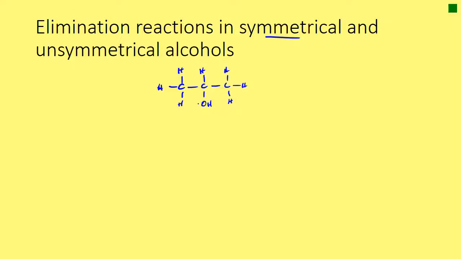Let's just draw out our lone pairs on this oxygen there, and as you remember, it's acid catalyzed, and so this lone pair could attack a hydrogen ion that's floating by. When it does so, it's going to make the intermediate product. Let's draw that up.